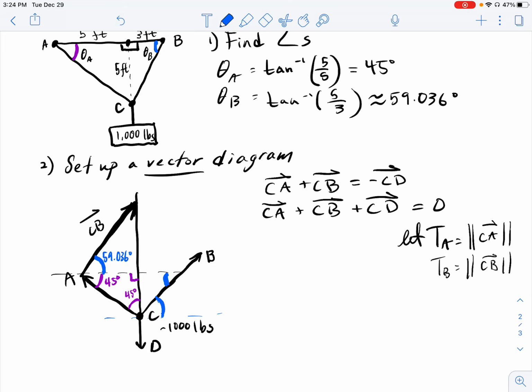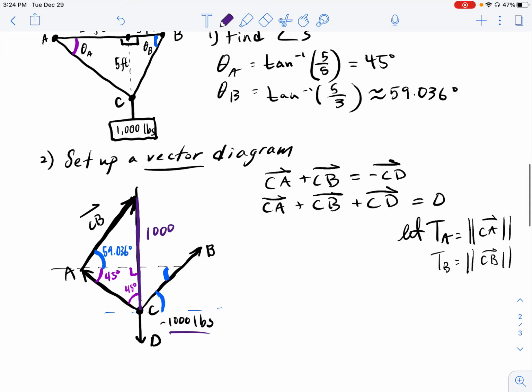Now, final bit of information, we know that since this vector CD is exerting a force of negative 1,000, in other words, its magnitude is negative 1,000, that means in order for this system to be in equilibrium, this here has to be positive 1,000. It's got to be exerting the opposite force. So this resultant vector has to be exerting the opposite force of 1,000.